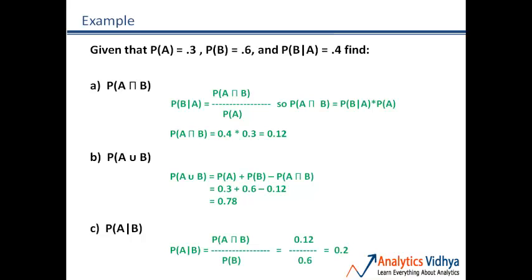Lastly, coming to P(A|B). For A given B, you need P(A intersection B), which you have found in the first bit, which is 0.12, divided by P(B), which is 0.6. Finally, you come up with the probability of A given B, which is 0.2. As you see, this number is significantly different when you compare it with P(A). P(A) is the probability of event A happening. P(A|B) is the probability of A happening given that B has already happened.